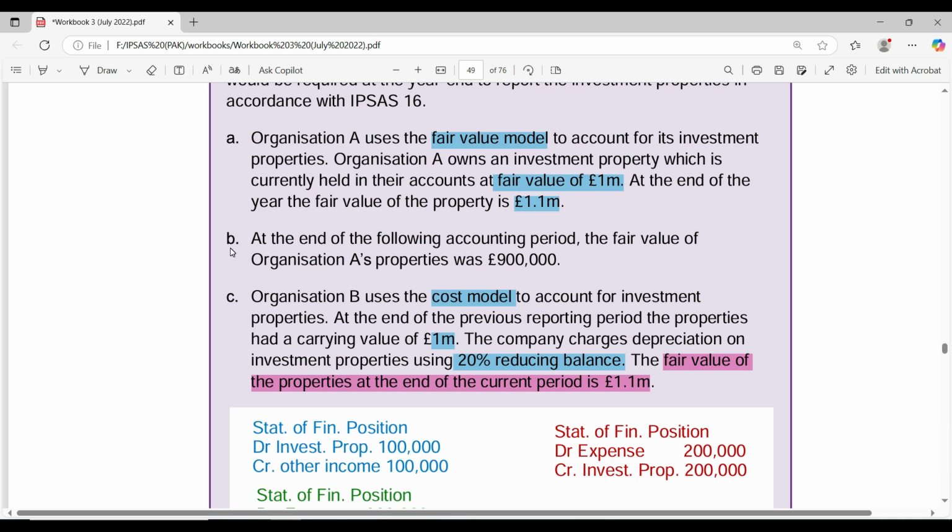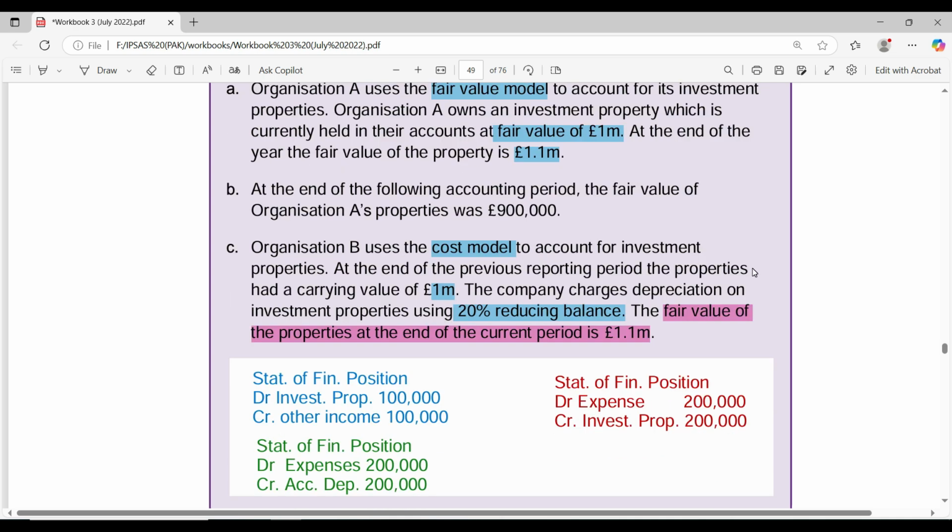Part B of the question: at the end of the following accounting period, the fair value of organization A's property was 0.9 million. The difference of 0.2 million goes to expense, debit 0.2 million, and it should be credited to investment properties against the value of 0.2 million, which goes to the statement of financial position.